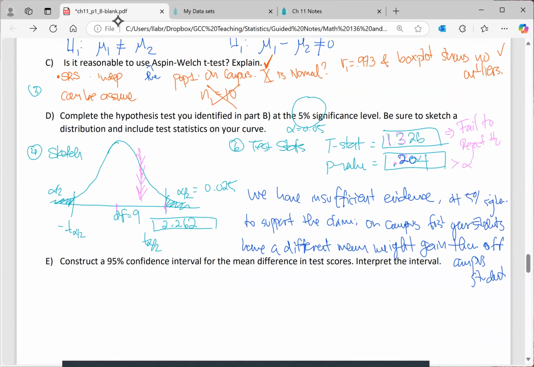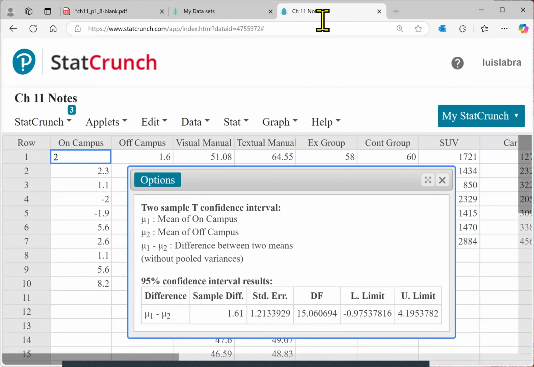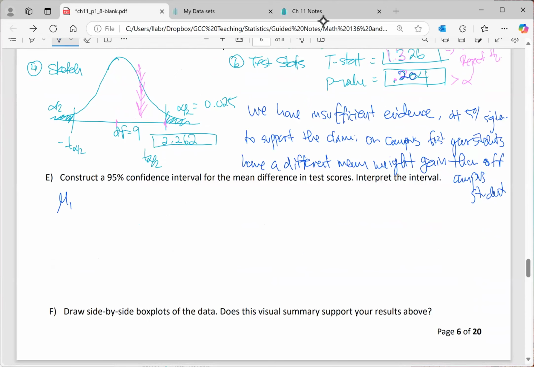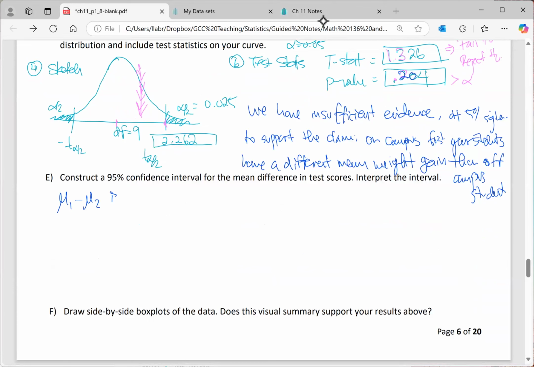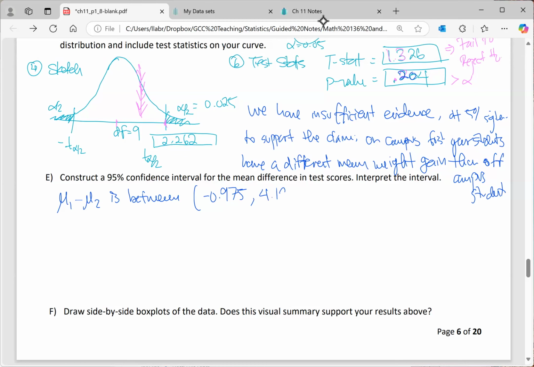And let me just verify this. Alpha is 5%. So yes, 95% confidence. So let's go ahead and press compute. So I have my lower limit and I have my upper limit. All right, so let's write that down. So we constructed the confidence interval. Remember, this is a confidence interval for mu1 minus mu2 between the lower limit, which was minus 0.975, and the upper limit of 4.195.